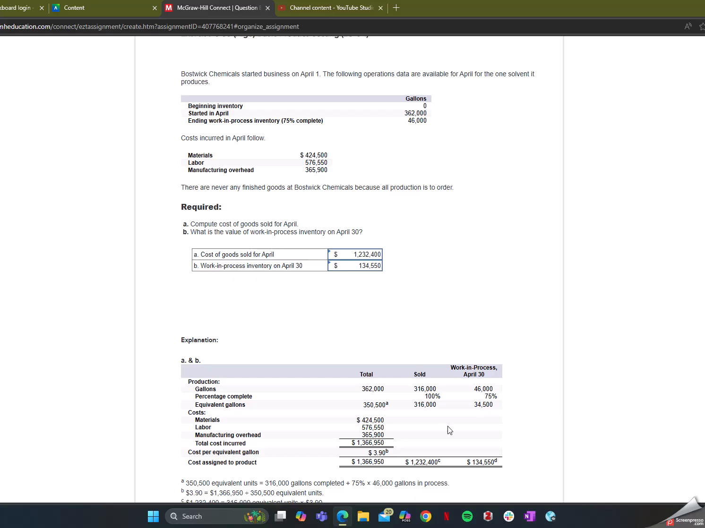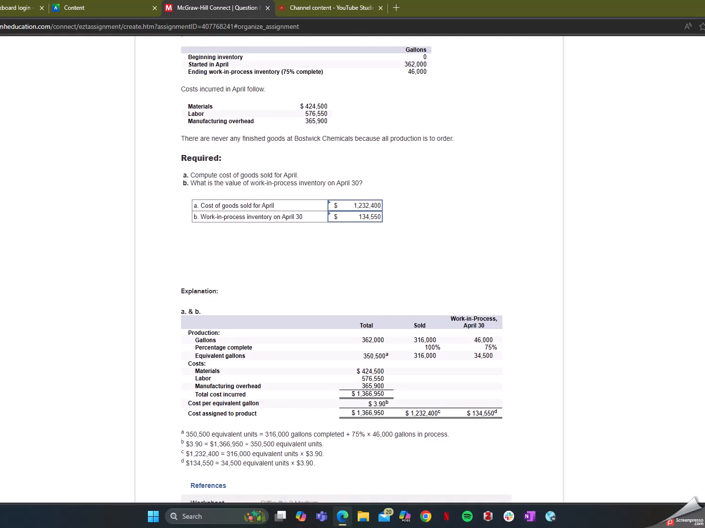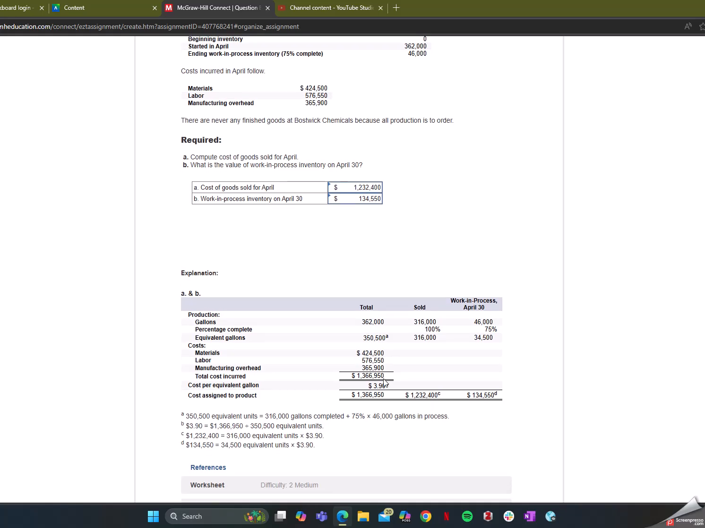So then now we'll add up our total costs. So the materials, the labor, and the overhead to get to our total cost incurred. And then we're going to take that total cost incurred, and divide that by our equivalent units. So down here, B, they're taking the total cost incurred, divided by our equivalent units, which again is the 316,000 plus the 34,500.